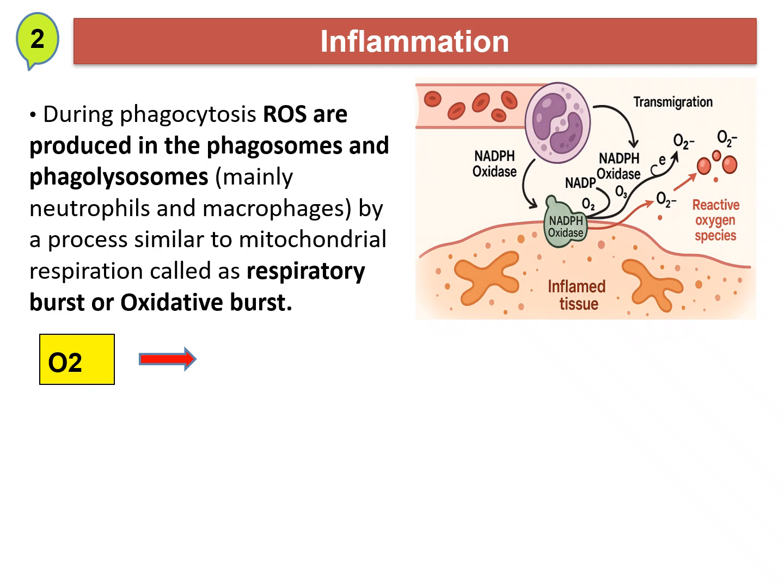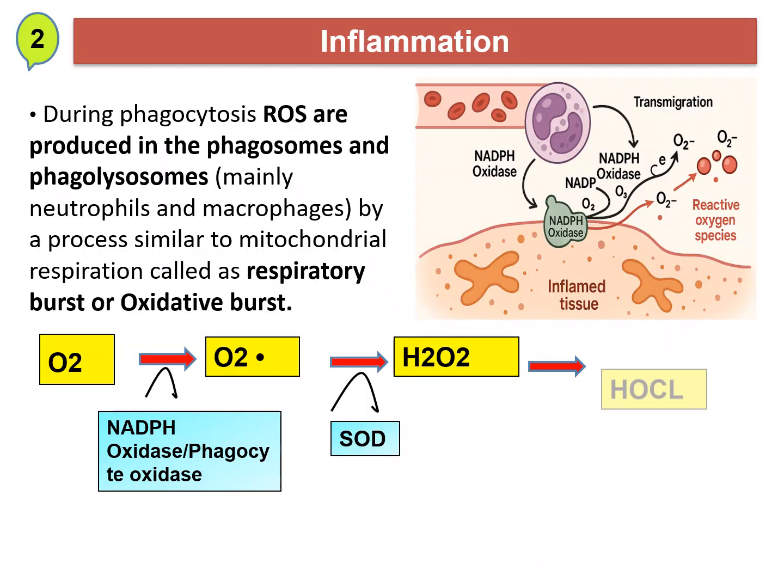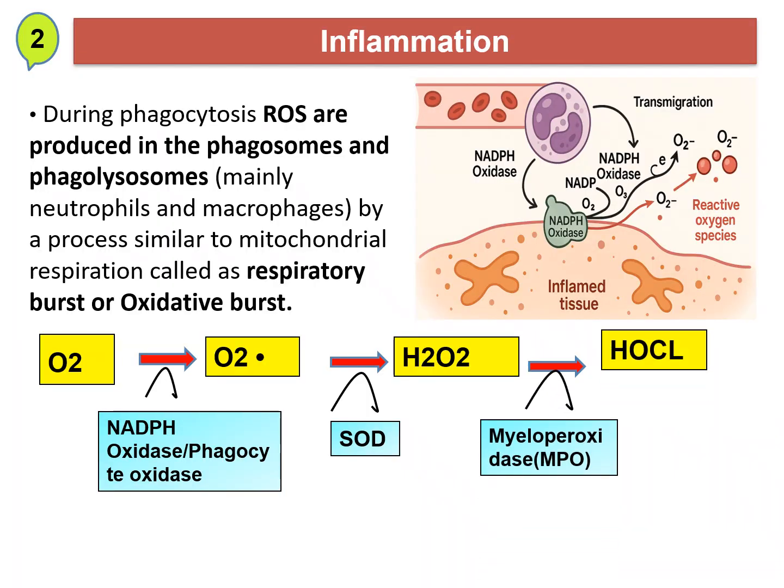So here this oxygen is converted into superoxide ion by means of the enzyme known as NADPH oxidase or phagocyte oxidase. This superoxide anion is again converted into hydrogen peroxide by superoxide dismutase, and this hydrogen peroxide is further converted into HOCl, that is hypochlorous acid, in the presence of the enzyme known as myeloperoxidase, which is present in the neutrophils, and this HOCl is highly reactive and thus helps in killing the microbes.